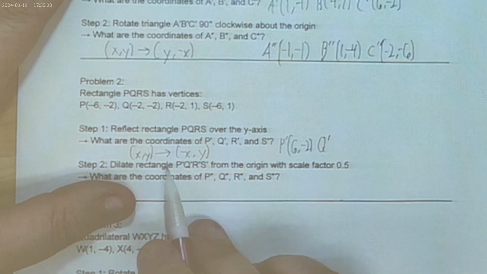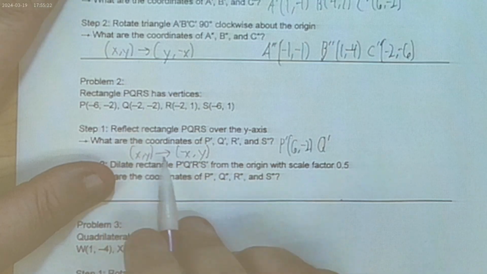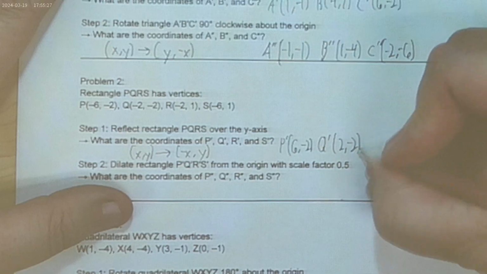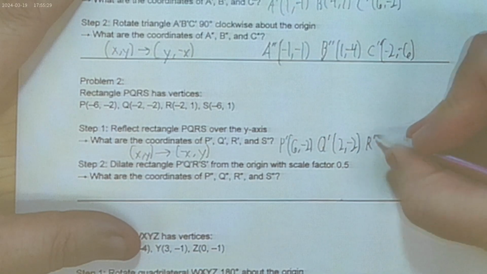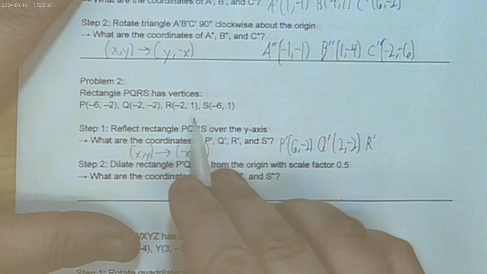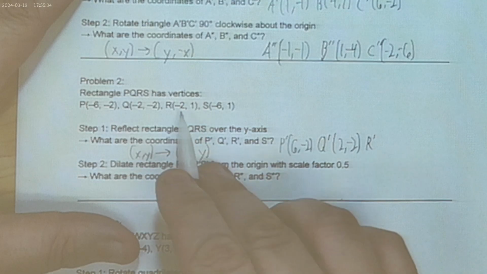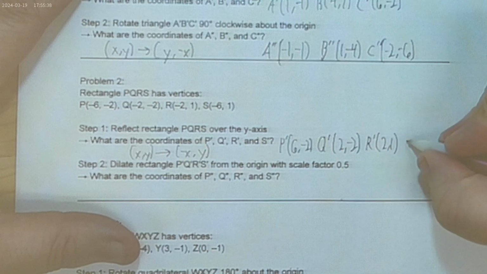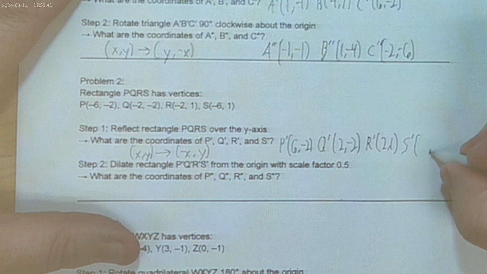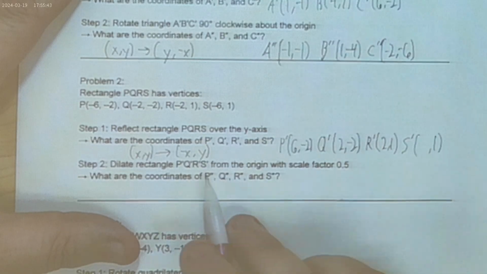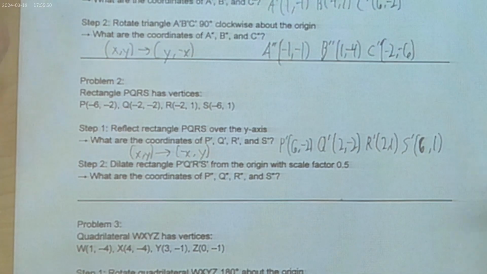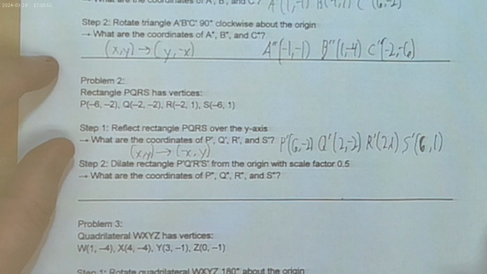Q prime. Y stays the same, but x becomes negative, so that becomes positive 2, negative 2. R prime. Y stays the same, so it's 1, but x becomes negative, so that's again 2. And then S prime. Y stays the same, but x becomes negative, so negative and negative gives you positive 6. There we go, something jumped there. So that's the first transformation.